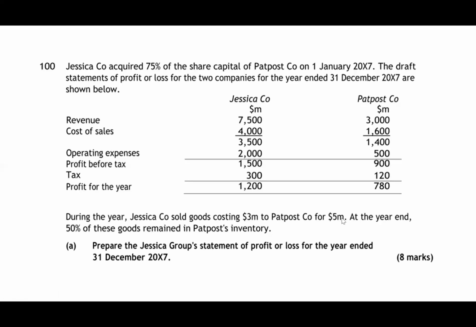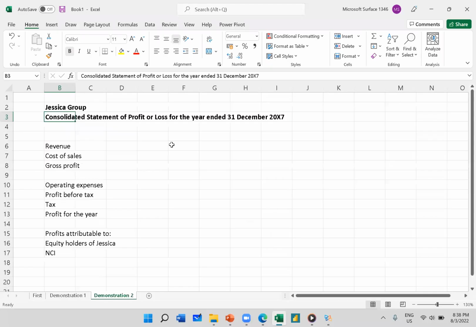Jessica Co, before that, prepare the Jessica Group statement of profit or loss. The same question. So now you have the percentage, 75%, so NCI is 25%. Jessica acquired Part Post, which automatically is the subsidiary. The draft statements of P&L, meaning two separate accounts for the two companies for the year ended 31st December 2087, are shown below.